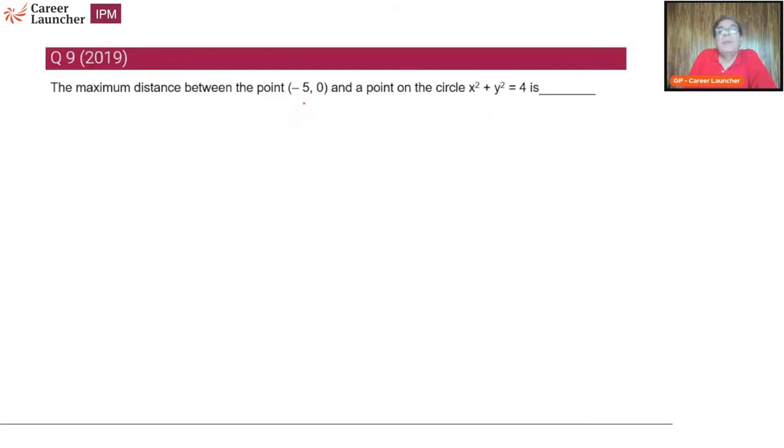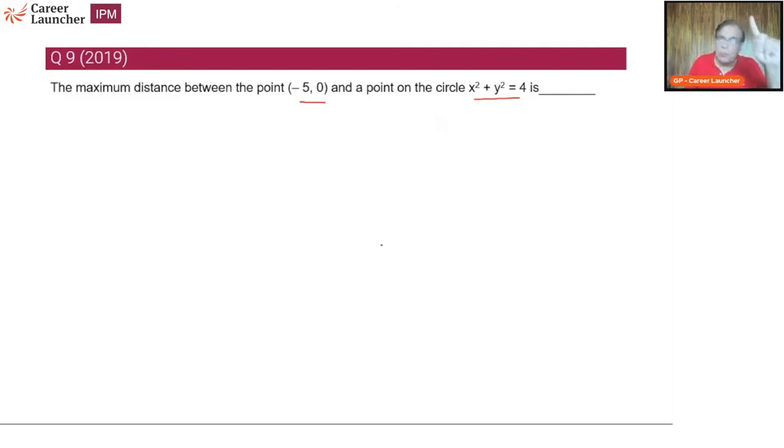Question: the distance between the points and the point on the circle is what? Now, if you studied circles in class 9, 10, this is a straightforward question. If you have not, you should leave it. Okay? As simple as that. If you don't know anything about circles, please leave this question and move on to the next one. I will, for the moment, assume that you have studied and it is a difficult question, hence I'm leaving it.